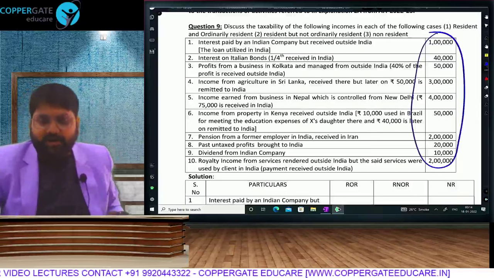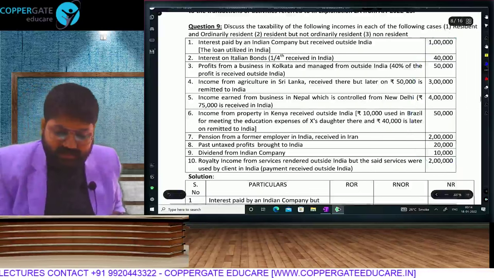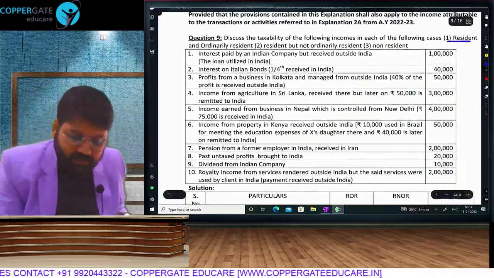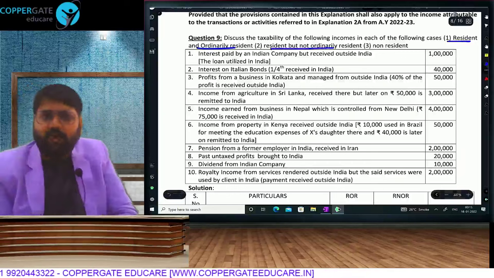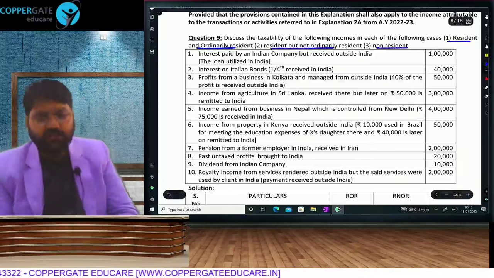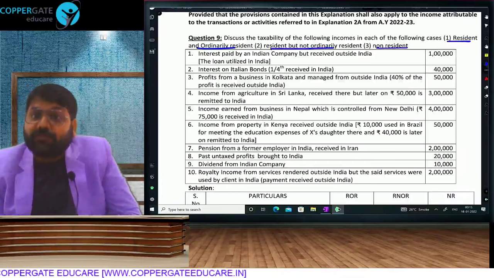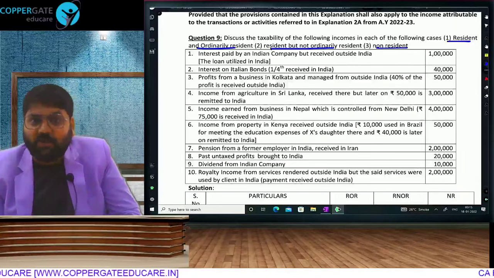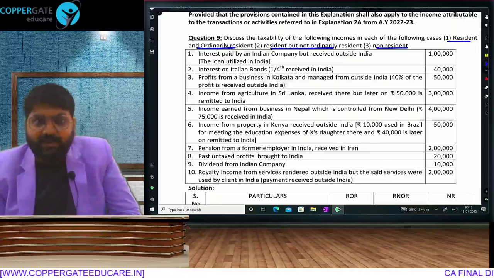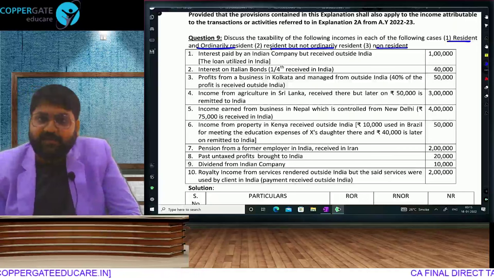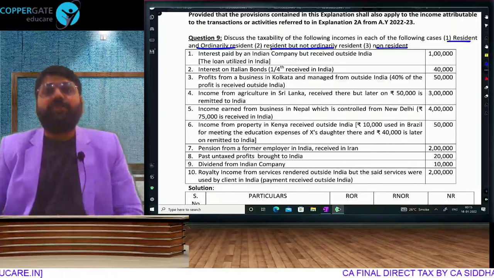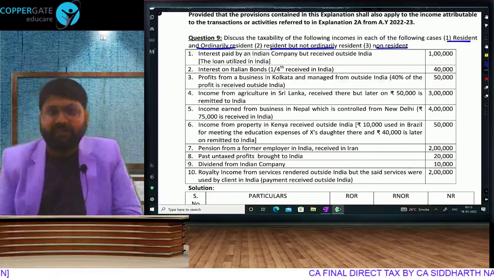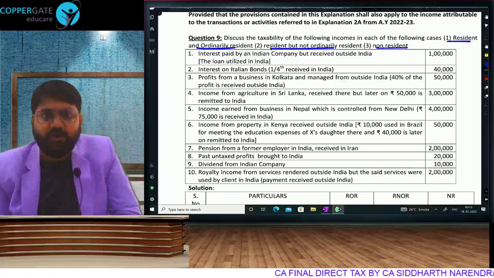Income taxable or not taxable on the basis of, if the assessee is, who is the first assessee? ROR? Yes. Second assessee? RNOR? Third assessee? Non-resident. It is possible that some incomes will be taxable only for resident, not taxable for non-resident. It is possible that some incomes will be taxable for everyone. And all the answers that you give will depend on the scope of total income part that you have been taught today. Are you following?